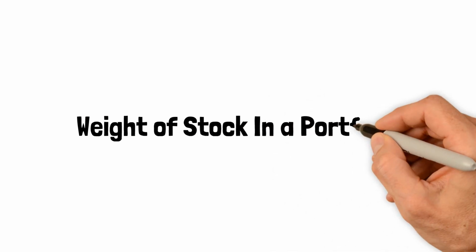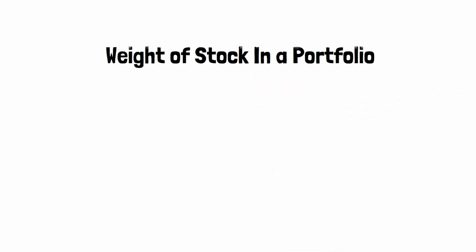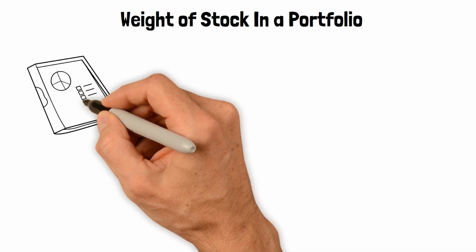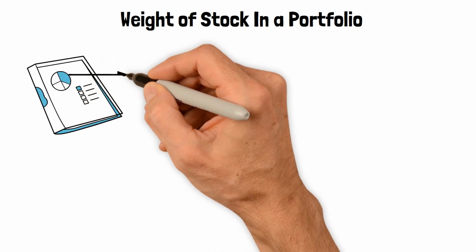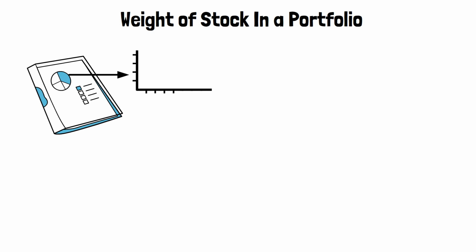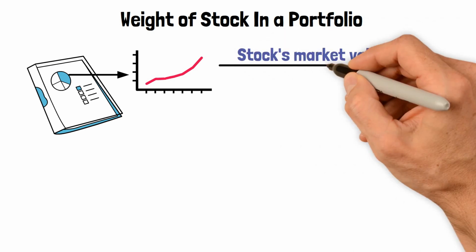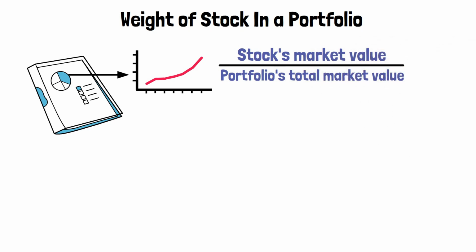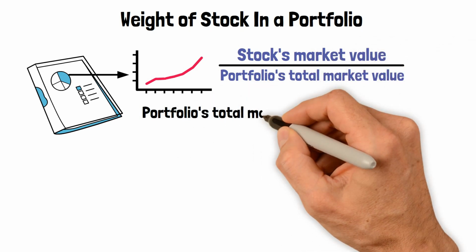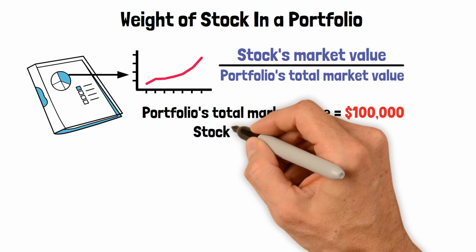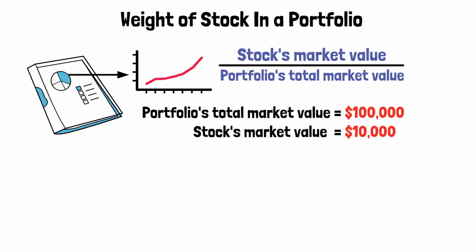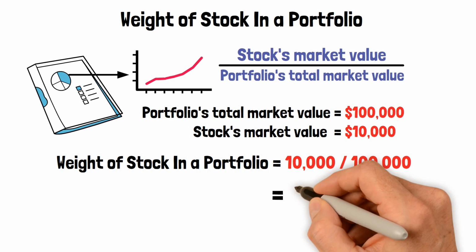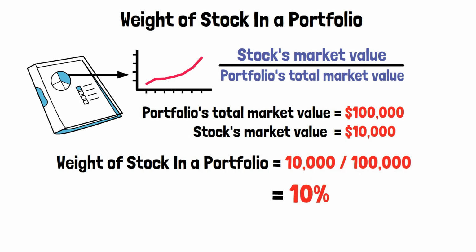Weight of stock in a portfolio. The weight of a stock in a portfolio represents the percentage of the portfolio's total value invested in that particular stock. It measures the stock's importance to the portfolio's overall performance. To calculate the weight of a stock in a portfolio, the stock's market value is divided by the portfolio's total market value. For example, if an investor holds a portfolio of $100,000 and $10,000 of that portfolio is invested in a particular stock, then the weight of that stock in the portfolio would be 10%, i.e., $10,000 divided by $100,000.